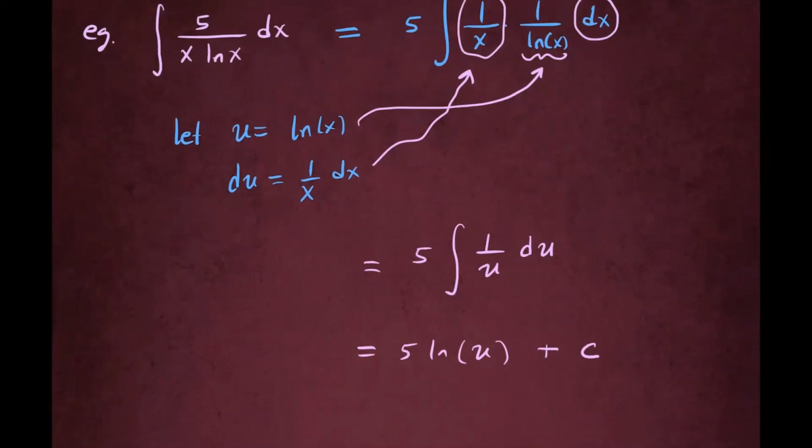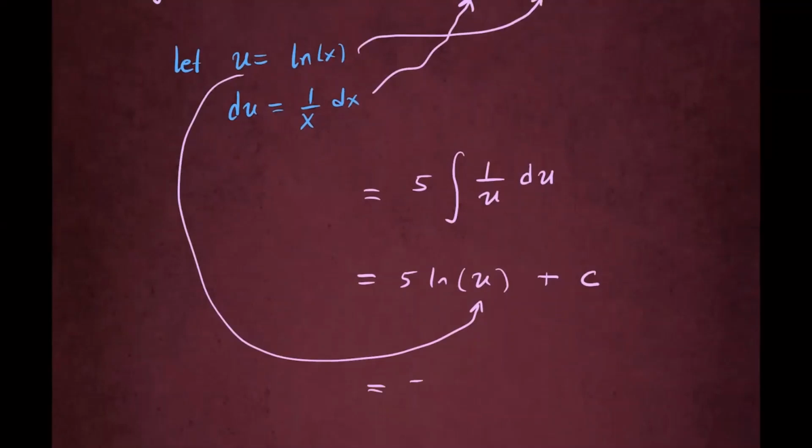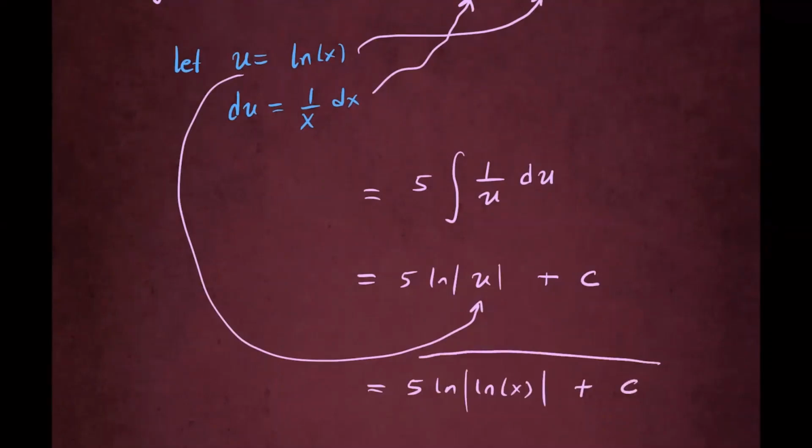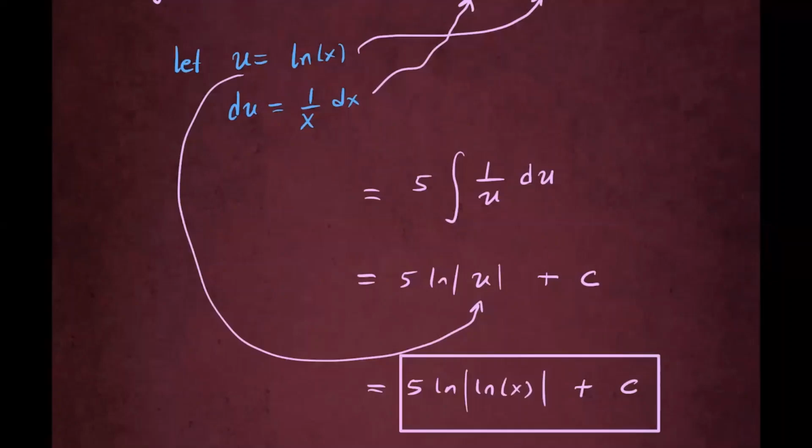Now we just sub in what u is, because you always want to go back to your original variable. So here I'm going to sub this in here. My final answer is going to be 5 times ln of u, well, that's ln of x. Now I'm going to put absolute value to be safe. So this is ln of absolute value of u, this is ln of absolute value of x, plus c. So that will be your final answer.